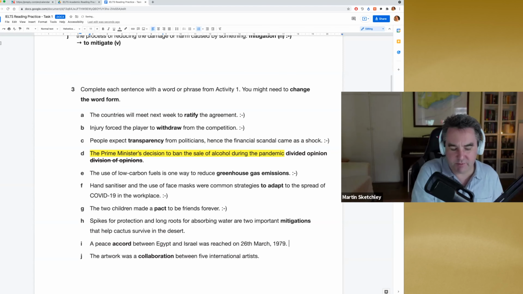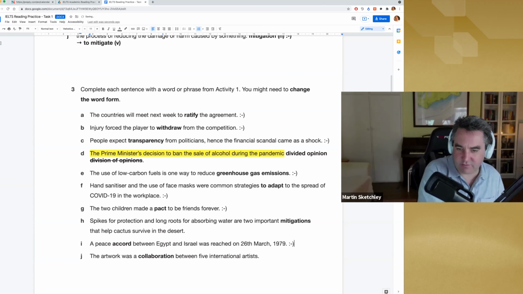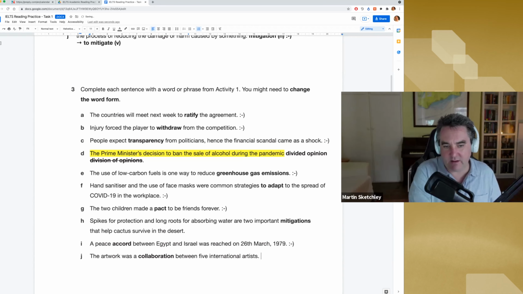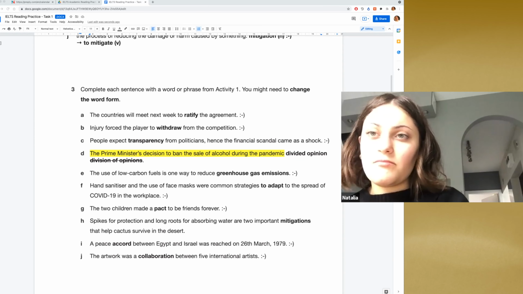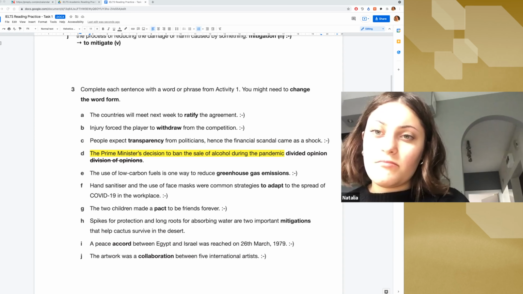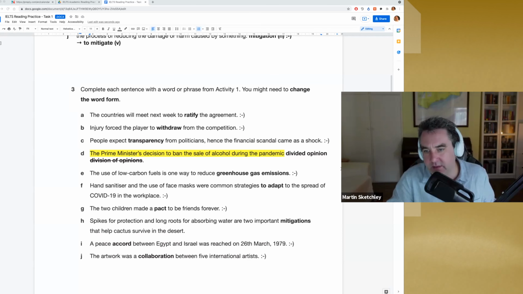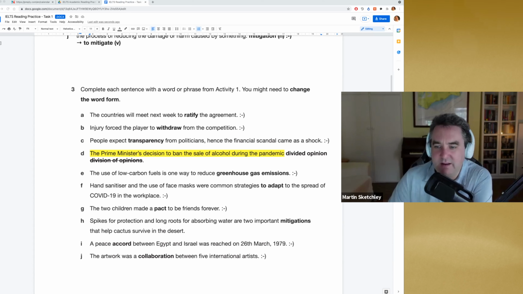I can see a peace accord between two countries is good. And the artwork was a collaboration between five international artists. That's good. And it must be mitigations because there's no other word remaining. But I'm going to go to the answers. Okay, too important. How interesting.